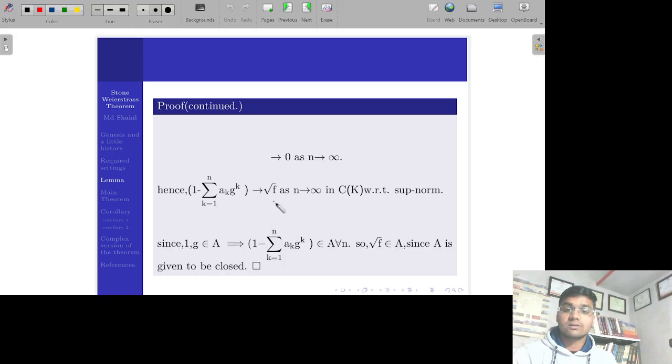Since we know that if any set is closed, it contains all its limit points, and the square root of f is a limit point of A, it means the square root of f is an element of A, and that's all. We needed to prove this for proving this lemma. So this lemma is proved.